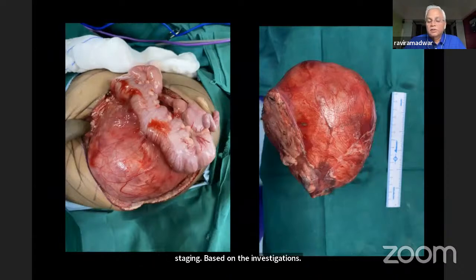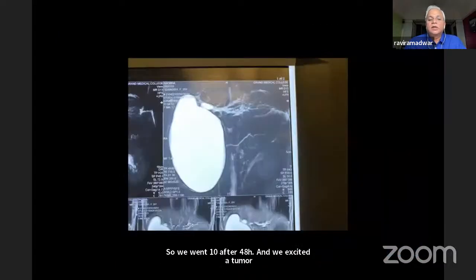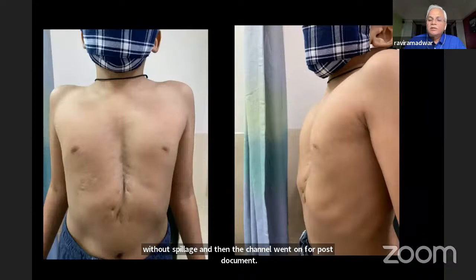Now, this tumor on the CT scan had almost ruptured into the perinephric space. So we went in after 48 hours and we excised the tumor without spillage, and then the child went on for post-op chemotherapy. So this is something which we keep on saying.